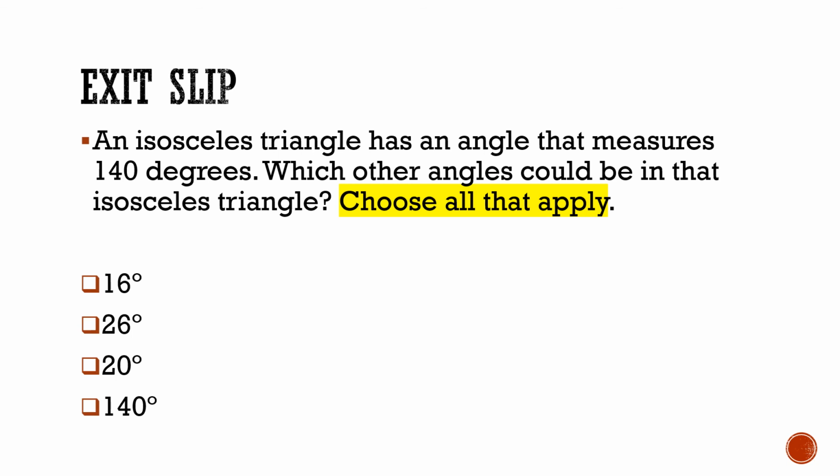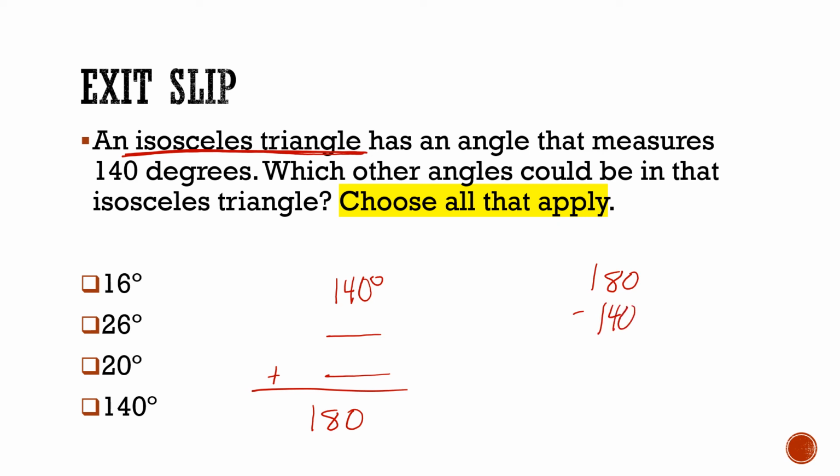Okay, our exit slip today, it says an isosceles triangle has an angle that measures 140 degrees. Which other angles could be in that isosceles triangle? Remember, what does isosceles triangle mean? It means two sides are the same. Okay, so we can choose more than one if we need to, but we've got to come up with two more angles here. And remember, when we add those angles up, we should get 180. So we don't have very much left here to fill in if one of them is 140. That only leaves us 40 degrees.